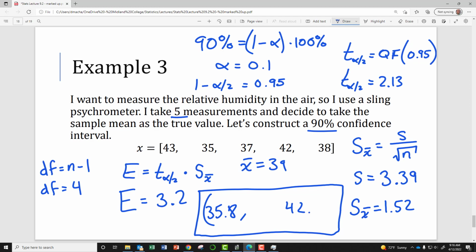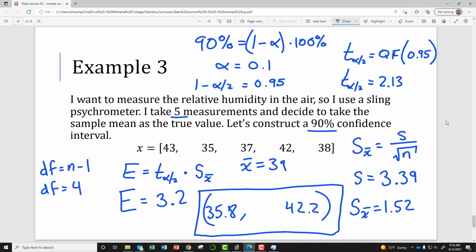And again, maybe the most important thing about this section is to be able to interpret this confidence interval. And we say that based on my 5 measurements here, and doing a little bit of fancy math, I can be 90% confident that whatever that true value of the relative humidity in the air is, I'm 90% confident that that true value is somewhere between 35.8% and 42.2%.